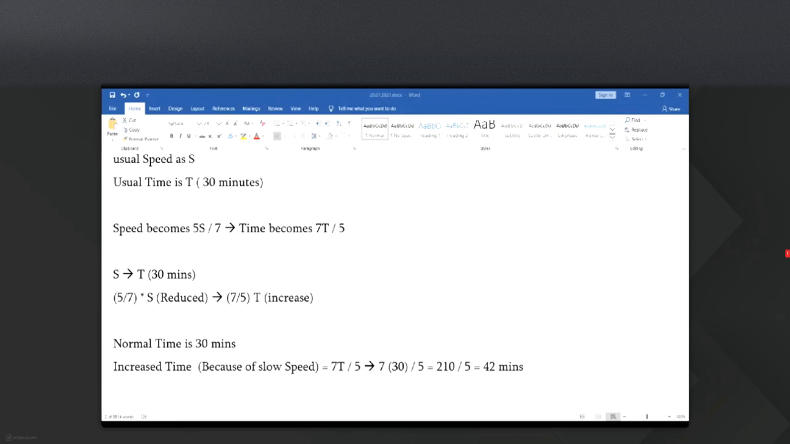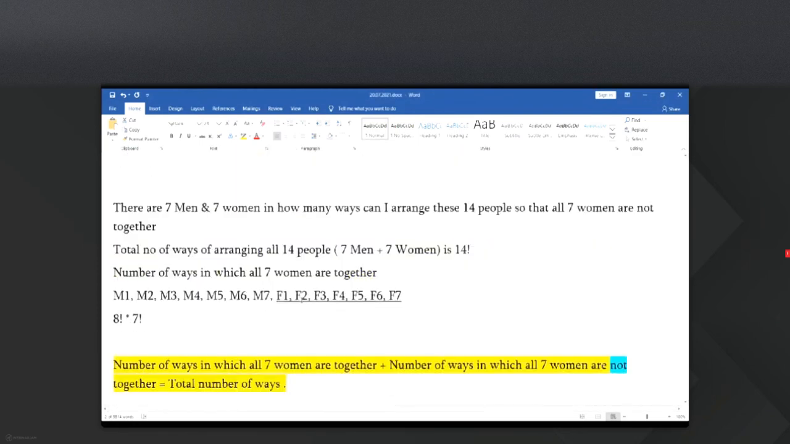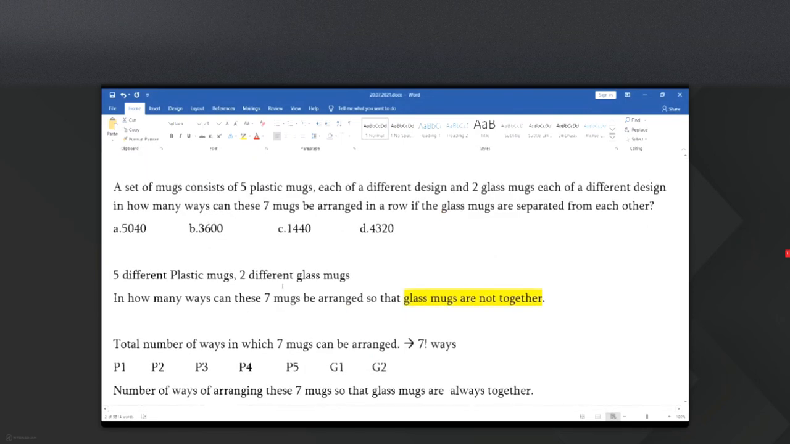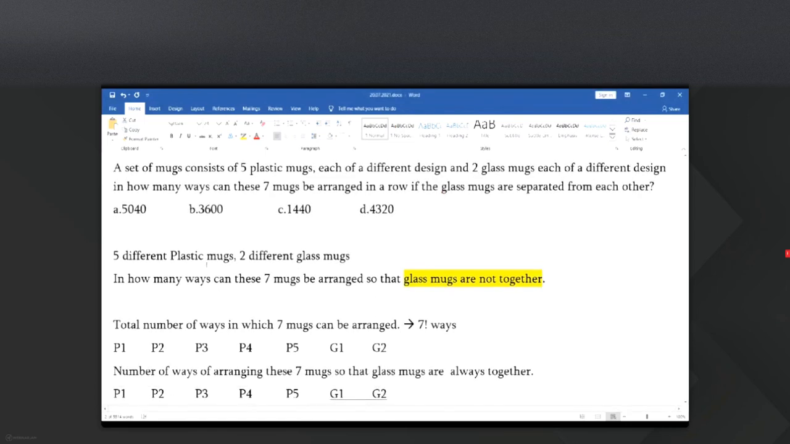For that question, you see here, somebody wanted me to explain this, right? You have 5 different plastic mugs and 2 different glass mugs. Now, the total number of ways in which 7 mugs can be arranged is 7 factorial ways. Because P1, P2, P3, P4, P5, G1, G2 are all different. So 7 different things can be arranged in 7 factorial ways.